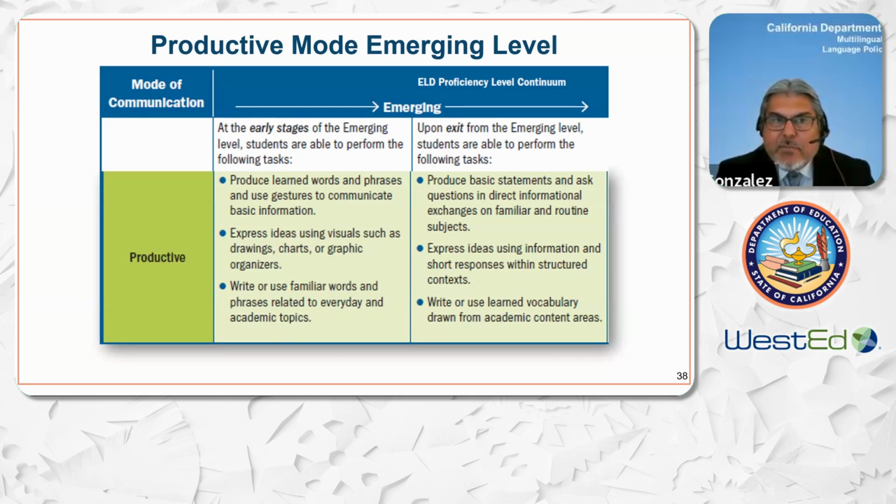Upon exit from the emerging level, EL students are able to produce basic statements and ask questions in direct informational exchanges on familiar and routine subjects. They are able to express ideas using information and short responses within structured contexts. And EL students are able to write or use learned vocabulary drawn from academic content areas.